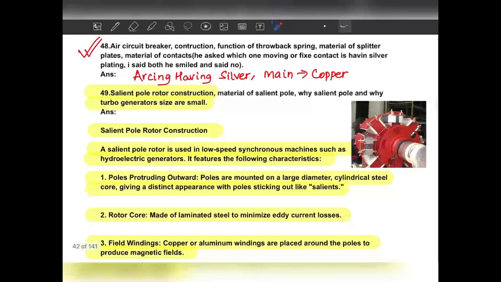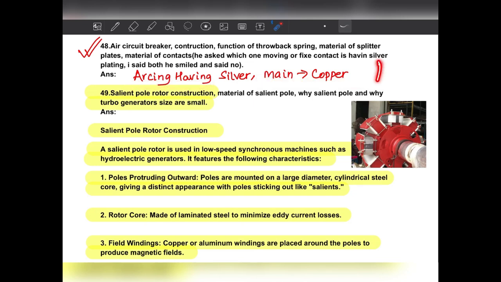Let's move to another question. What is an air circuit breaker? I will explain the construction and everything in depth later. But here they ask what the contacts are. Basically there are two contacts, and I will explain the material here. There is one arcing contact and one main contact.